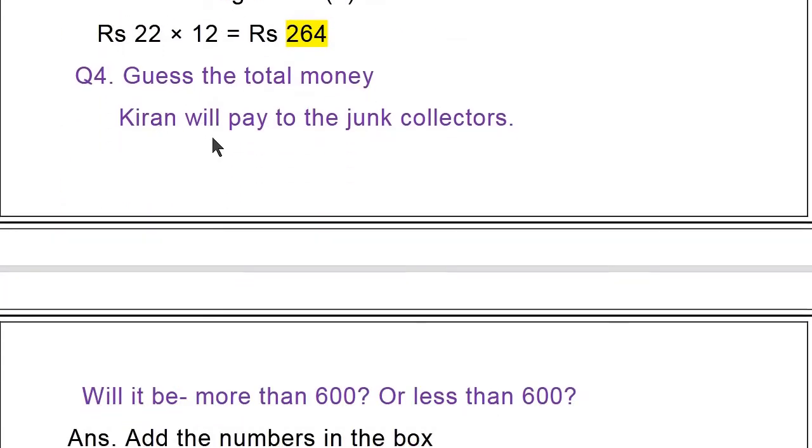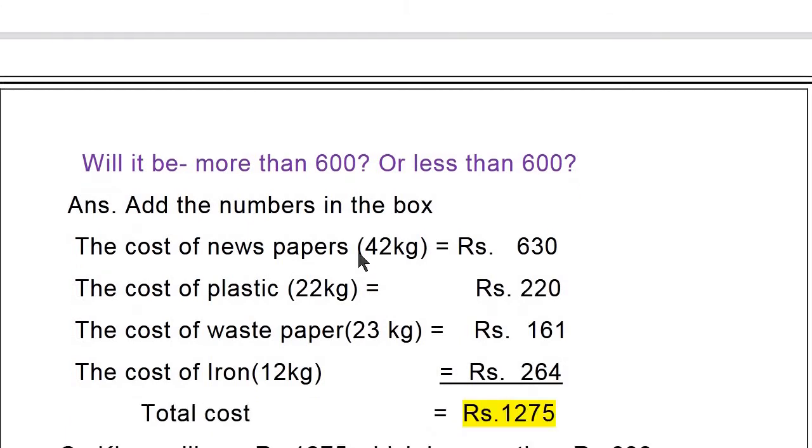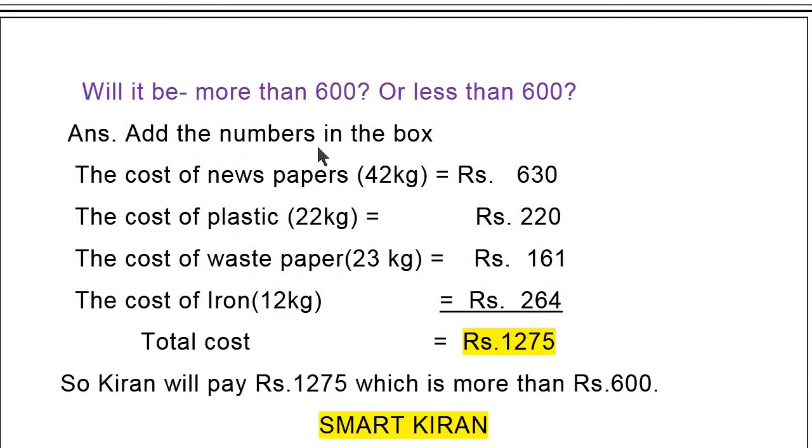Now question number 4. Guess the total money Kiran will pay to the junk collector. Will it be more than 600 or less than 600? Answer: add the numbers in the box. The cost of 42 kg newspaper is 630 rupees. The cost of 22 kg plastic is 220 rupees. The cost of 23 kg waste paper is 161 rupees. The cost of 12 kg iron is 264 rupees.